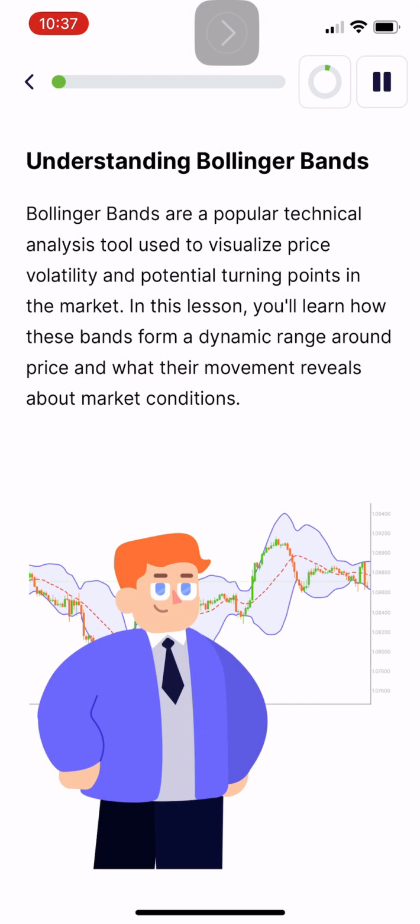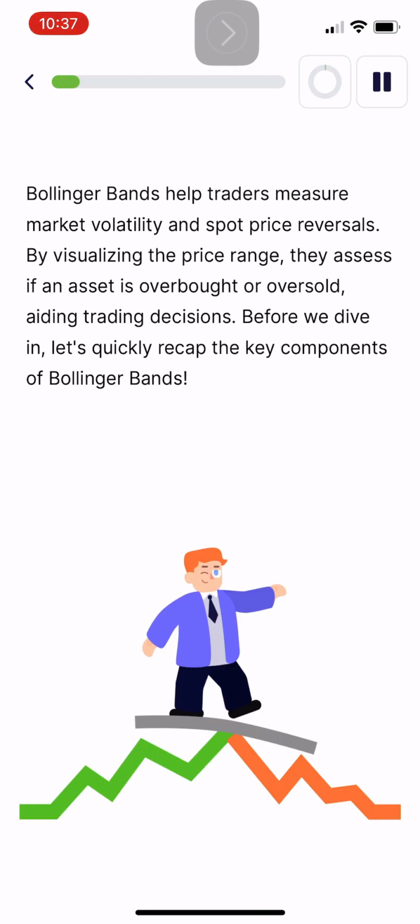Understanding Bollinger Bands. Bollinger Bands are a popular technical analysis tool used to visualize price volatility and potential turning points in the market. In this lesson, you'll learn how these bands form a dynamic range around price and what their movement reveals about market conditions. Bollinger Bands help traders measure market volatility and spot price reversals. By visualizing the price range, they assess if an asset is overbought or oversold, aiding trading decisions.